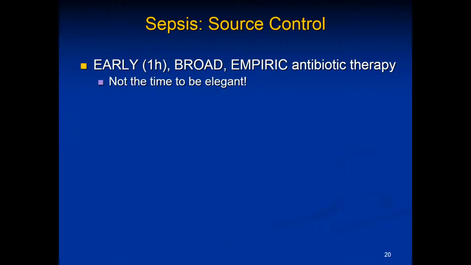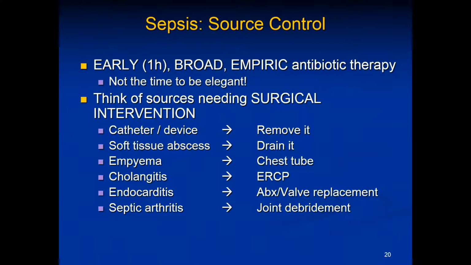So early, broad, empiric antibiotic therapy within an hour is recommended. Each hour of delay, as I mentioned before, there's data that there's a linear increase in mortality. This is not the time to be elegant. It's the time to get every organism covered that could possibly be causal in this scenario. If there's a source of infection that will not be covered by antibiotics, either because it's walled off or because of a piece of hardware, then it needs to be removed for source control. If it's a catheter or an abscess, it needs to be drained, or an empyema, et cetera.